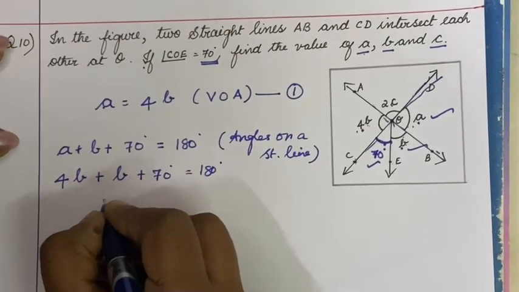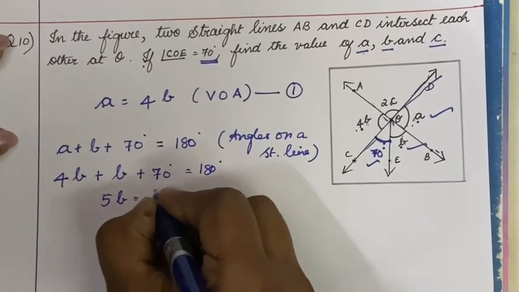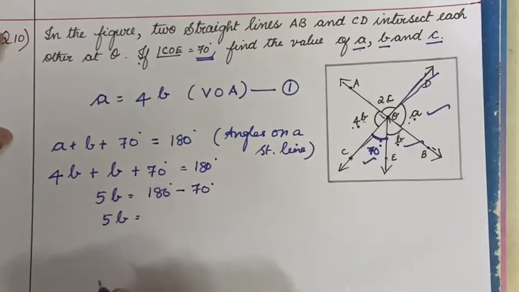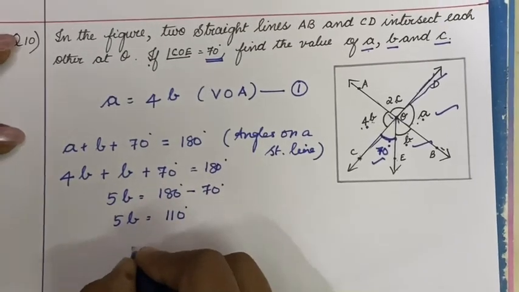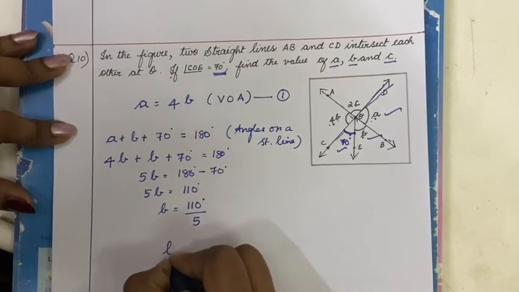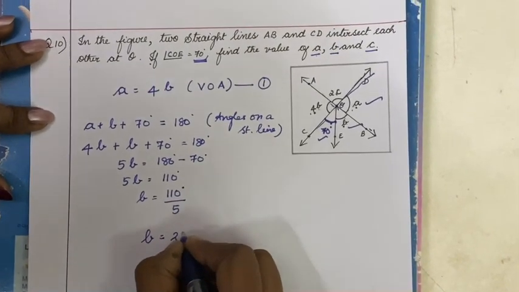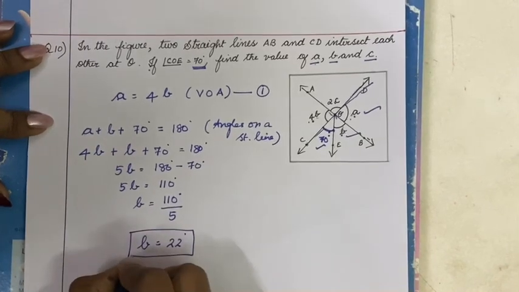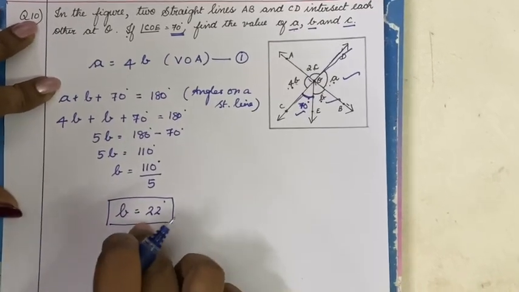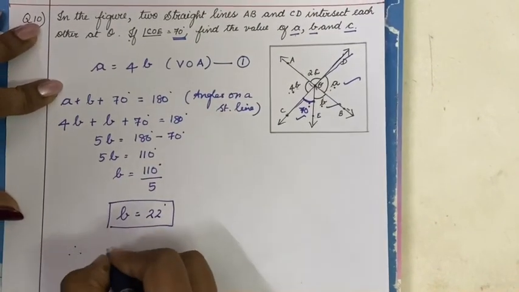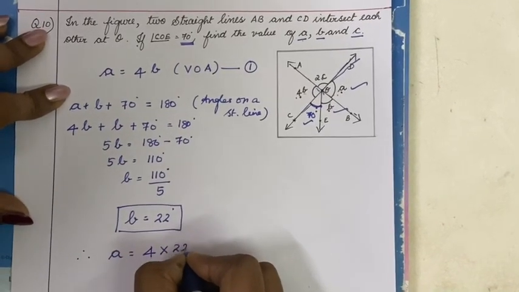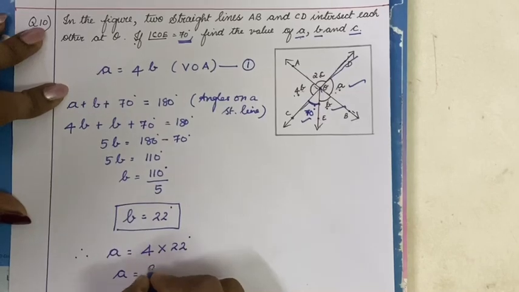So 4B plus B is equal to 5B. I'll take the 70 to the other side. So 5B is equal to 110 degrees. B is equal to 110 divided by 5. So we have got the B value as 22 degrees. First we found the value of B. Now substituting this again in equation 1, A is equal to 4 into B. Instead of B it is 22 degrees. Therefore A is equal to 88 degrees.